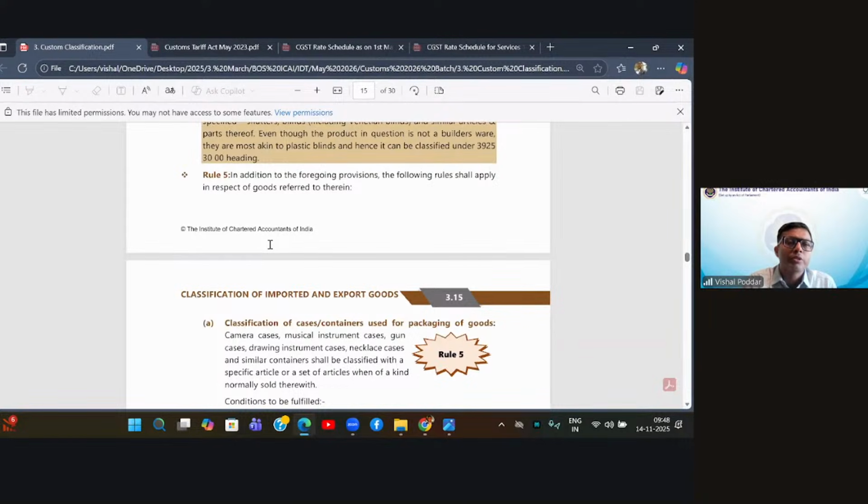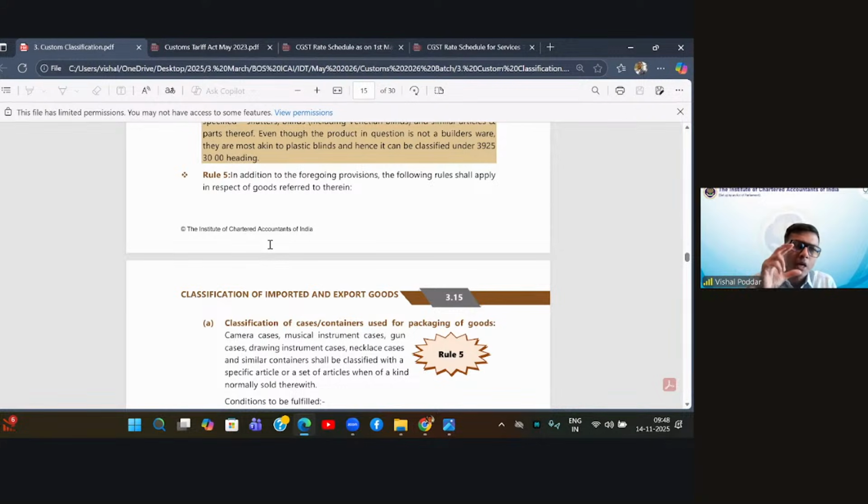Then comes rule 5. Now, rule 5 is a very specific rule. Rules 1, 2, 3, 4, I call them general rules because they are useful for all products. Rule 5 is only used for packing items.